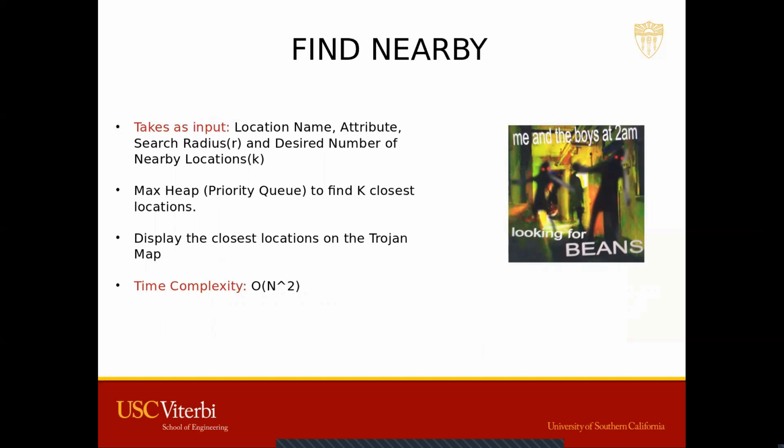Find Nearby. Find Nearby is similar to Google's Find Nearby feature, where we type in something such as a cuisine name or a restaurant of our interest, and we get the nearby locations. In our function, we give the attribute name, the location of where we are, the search radius of how far we'd like the places to be shown to us, and the desired number of locations. For implementing this, we used a max heap or priority queue to find the k closest locations. We also display these k closest locations on the Trojan Map. The time complexity involved in this function is O of n squared.